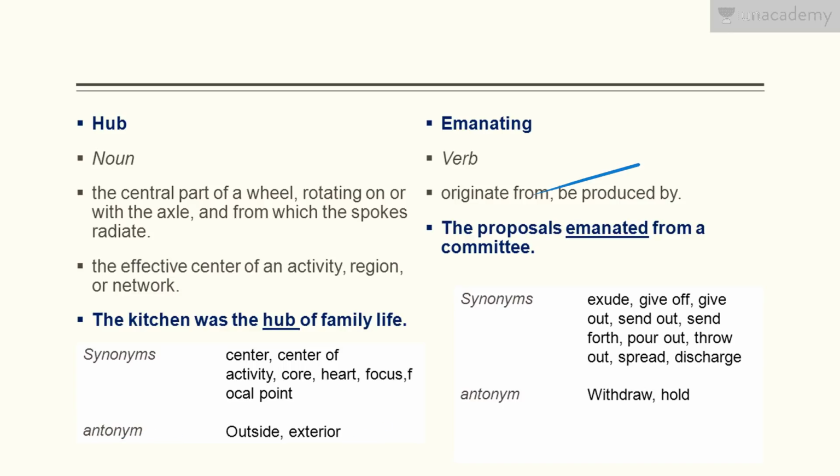So the next word would be emanating. It's a verb which means originate from, be produced by. In a sentence, it will read, the proposals emanated from a committee. Synonym would be exude, give off, give out, send forth, pour out, throw out, spread, discharge. Antonym would be withdraw, hold.